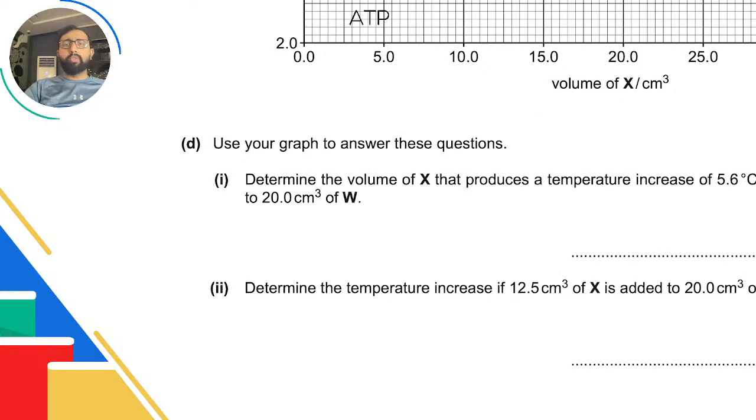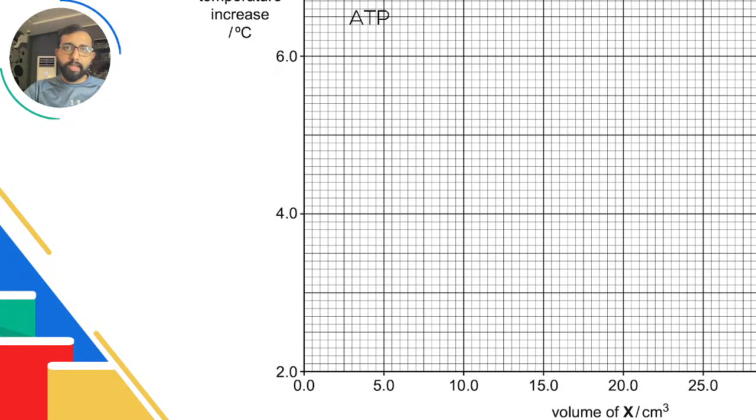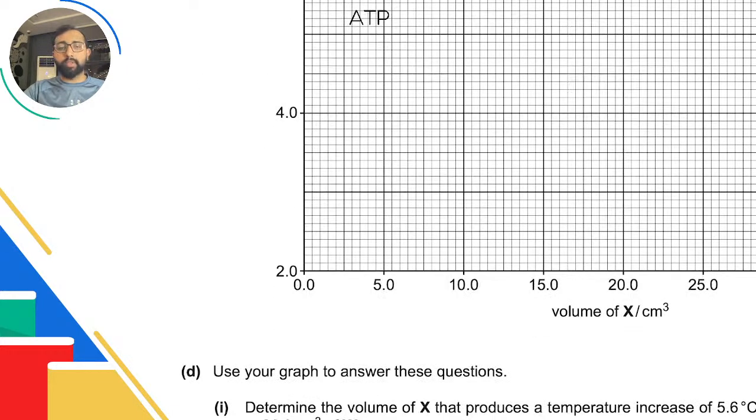ठीक है, determine the volume of X that produces a temperature increase of 5.6. अब वॉल्यूम हमने निकालनी है. तो यहाँ पर हमारे पास टेम्परेचर इंक्रीज है, 5.6 पे एक लाइन लगाएंगे और देख लेंगे कि भाई वॉल्यूम कितनी. So you will draw the line on the graph and 5.6 यहाँ से पिक करेंगे on the temperature increase side and you will find the volume of X for that.